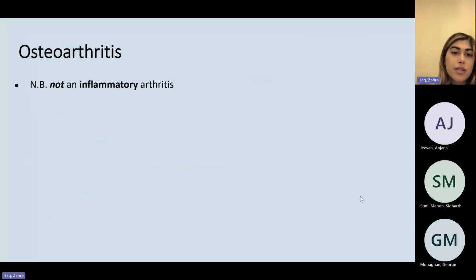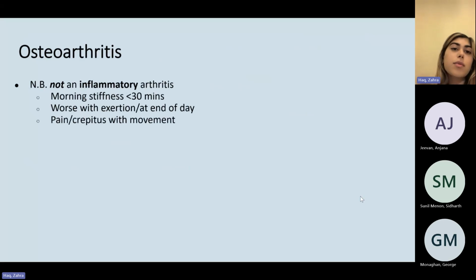Okay, I'm going to be moving on to osteoarthritis now. Osteoarthritis is not an inflammatory condition, unlike rheumatoid arthritis. Patients typically will present with morning stiffness, but this is less than 30 minutes. The time period is very important because in rheumatoid arthritis, our morning stiffness typically will last longer than 30 minutes. Osteoarthritis is worse with exertion, particularly at the end of the day, and the patient will usually feel a gradual onset and some pain and crepitus associated with that too.